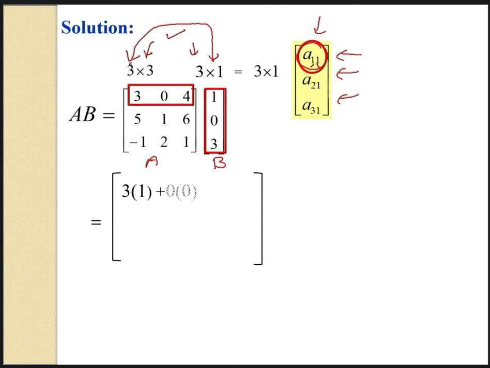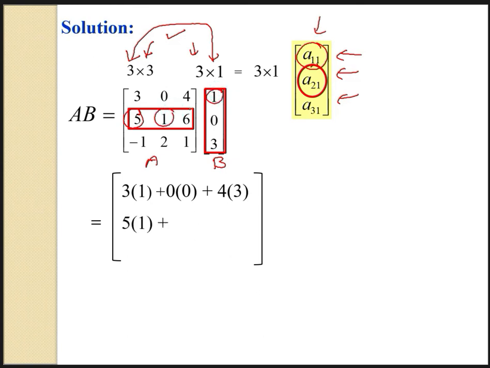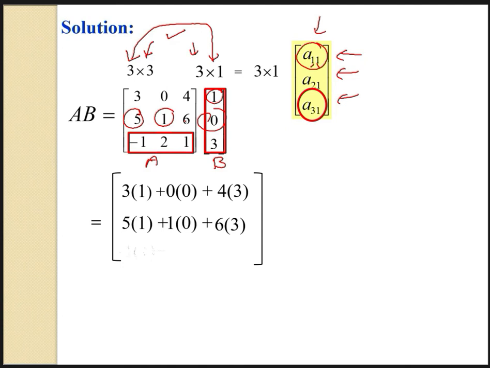Next, for the second element in the second row and first column, look at the second row of matrix A and column B. Multiply the elements one by one: 5 times 1, plus 1 times 0, and then plus 6 times 3. Do the same for the last element. Sum your values and you get your final answer.